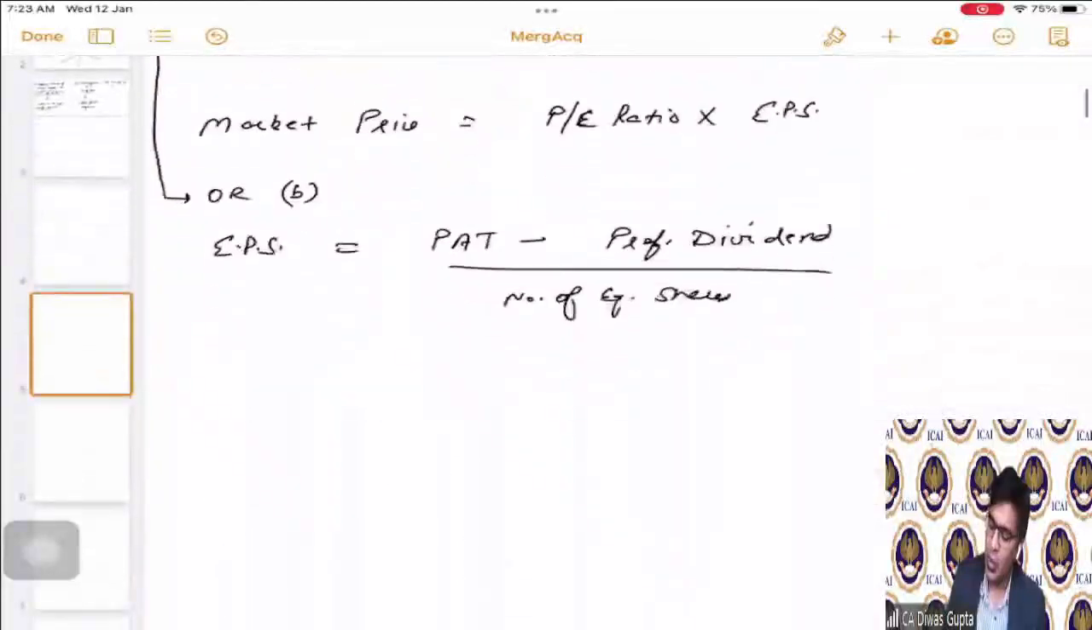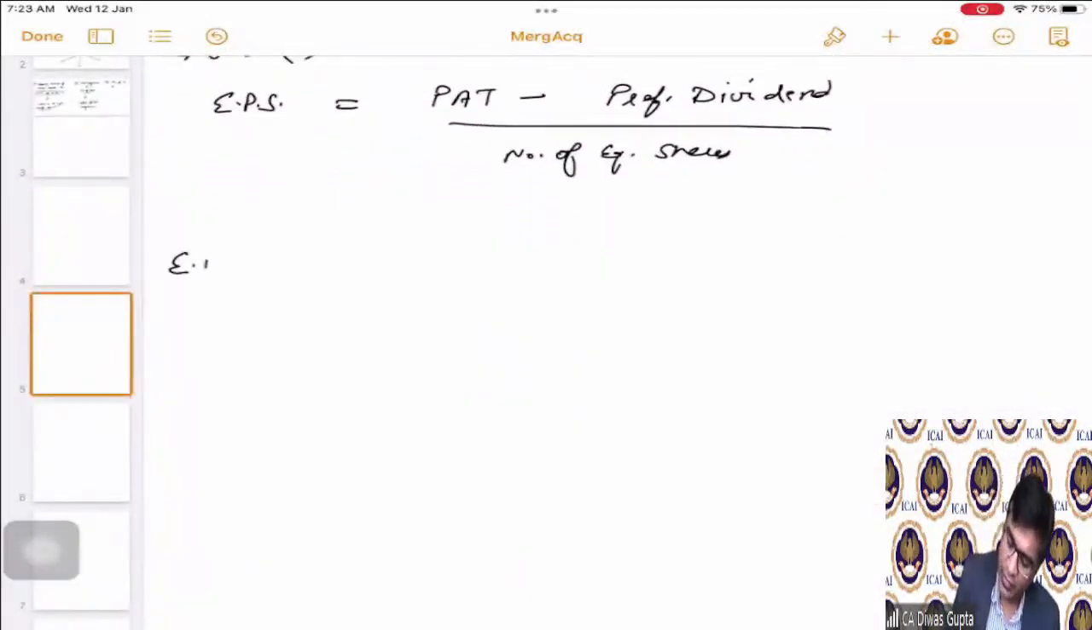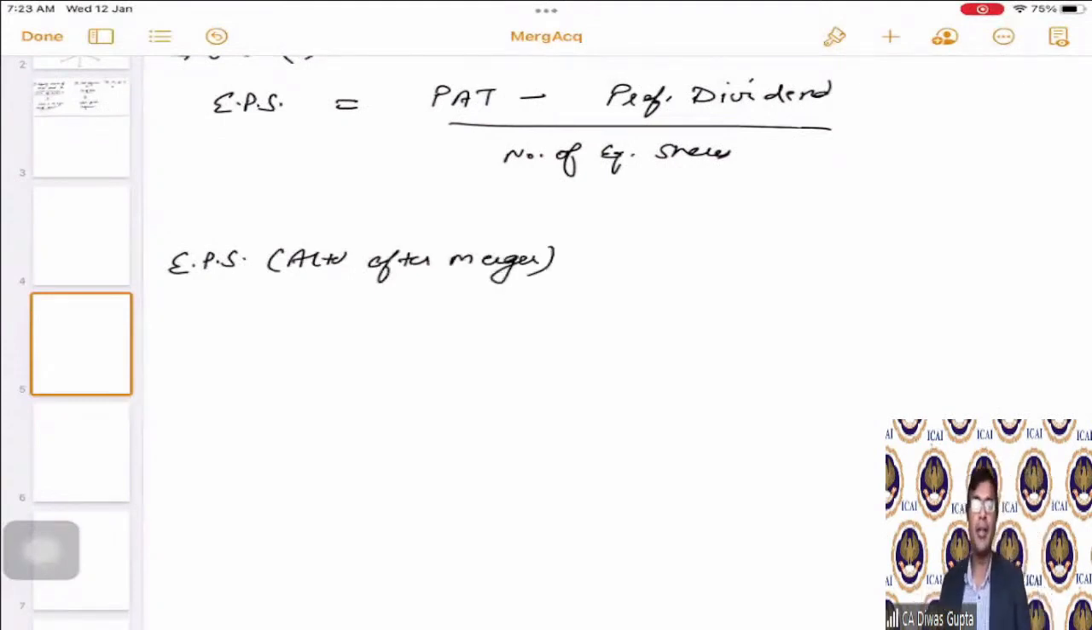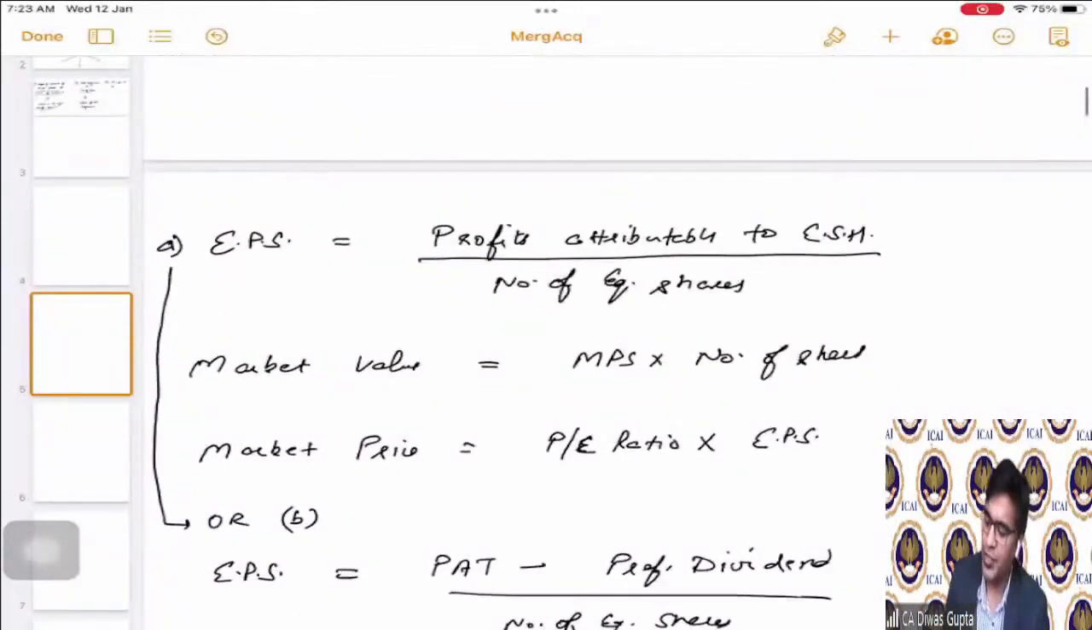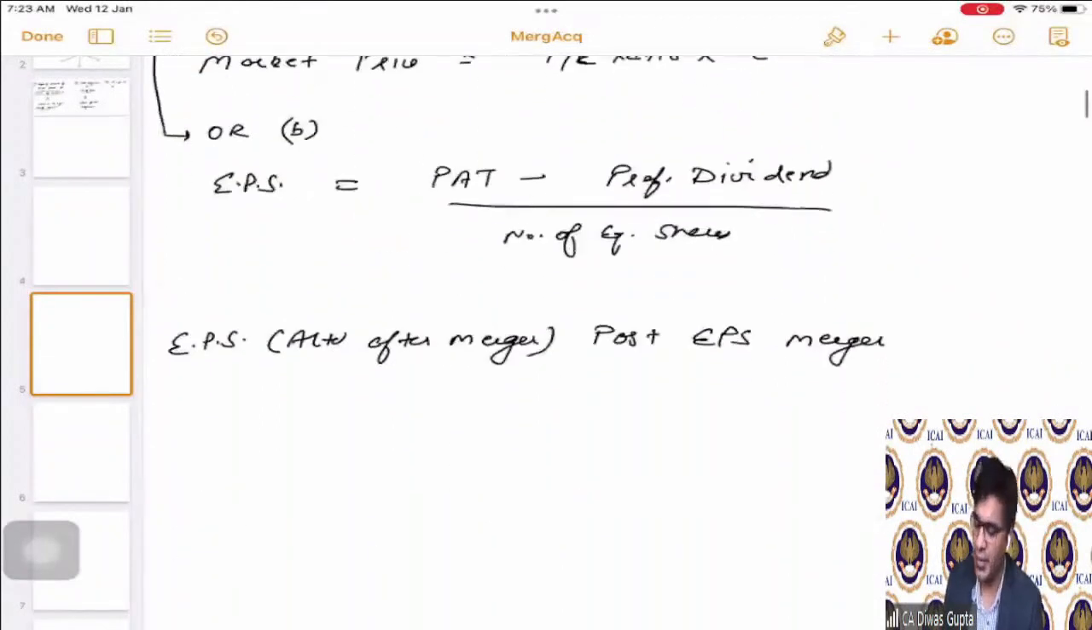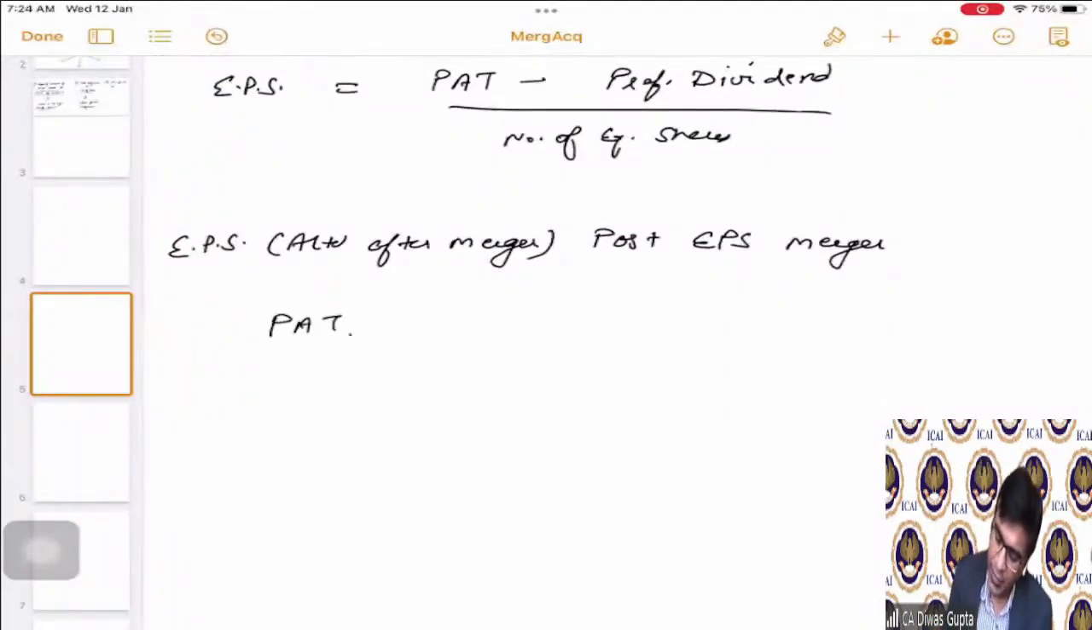In case of post-merger analysis also, sometimes the question might ask you to calculate the EPS of A Limited after merger. Correct? After merger, what is going to be the EPS? Which we also call the post-merger EPS. Now, how do we calculate this? Very easy again. As of now, I'm just using the PAT here, assuming that the preference dividend is not there. If it is there, we will reduce it. So I'm saying PAT of A Limited plus PAT of B Limited. Because if the merger is happening, we have to add the profits of both to arrive at the total profits attributable to the equity shareholders.